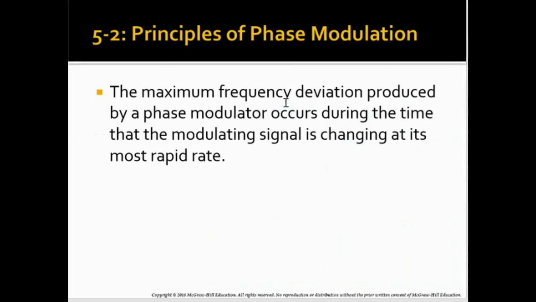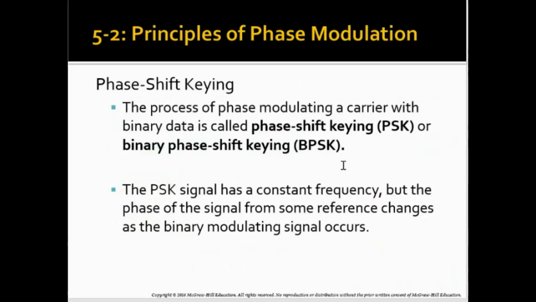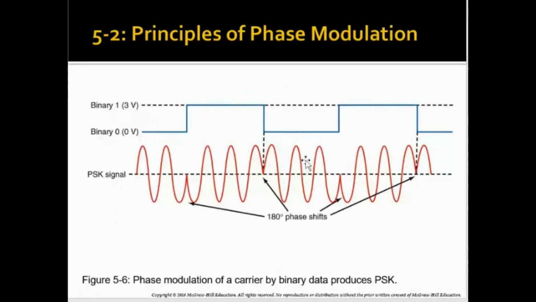The maximum frequency deviation produced by a phase modulator occurs during the time that the modulating signal is changing at its most rapid rate. So the maximum change in the phase happens when there is the most rapid change in your modulating signal. This is more visible when we show it with binary signals or digital signals.